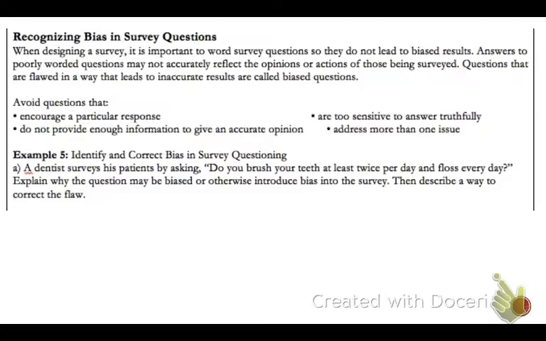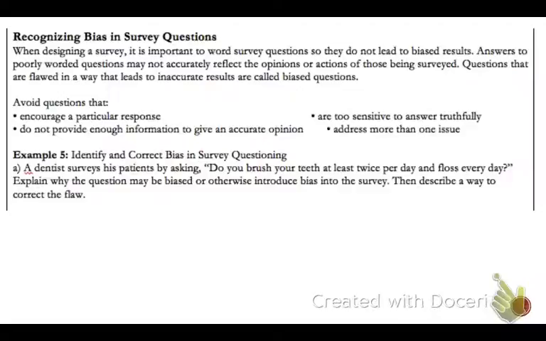Now try your hand at recognizing bias in survey questions. So when designing a survey, it's important to word survey questions so that they don't lead to any kind of certain results. Answers to poorly worded questions may not accurately reflect the opinions or actions of those being surveyed. Questions that are flawed in a way that leads to inaccurate results, those are called biased questions. So you want to avoid questions that encourage a particular response, do not provide enough information to give an accurate opinion, are too sensitive to answer truthfully, or address more than one issue.